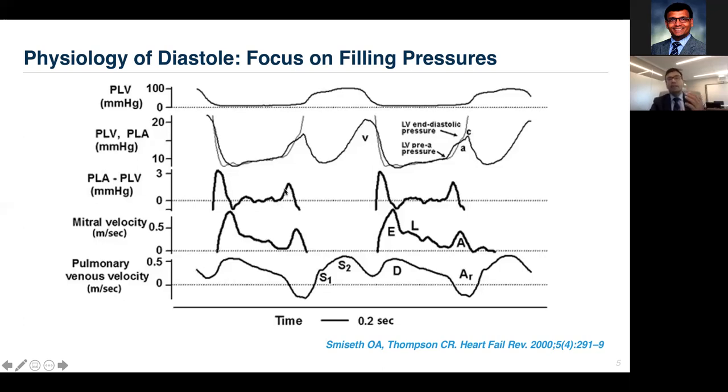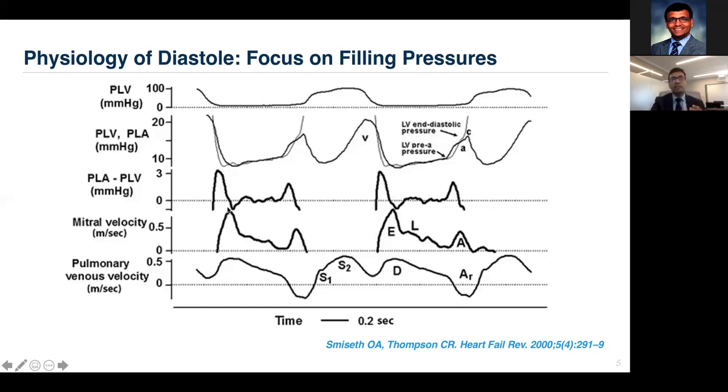And finally, when the atrium contracts, there's again development of a gradient between the atrium and the ventricle, and you have the A wave that is created. Now, during each of these phenomena, you can see here there is a pressure difference, a gradient, and the gradient drives the E wave, diastasis, and the A wave.